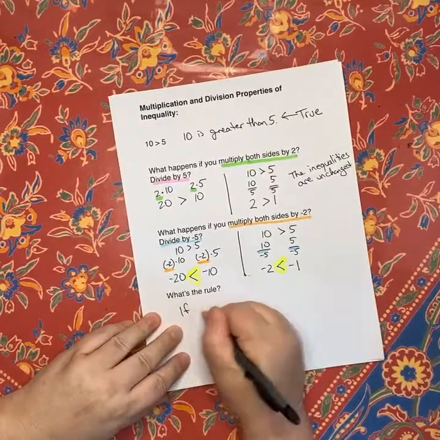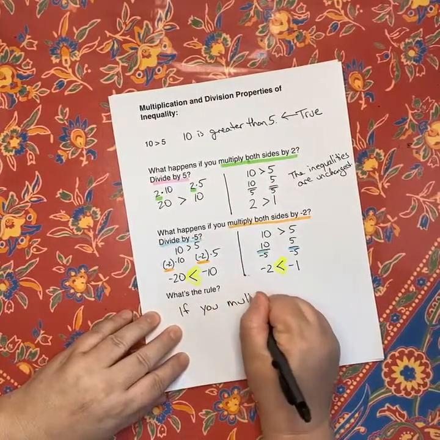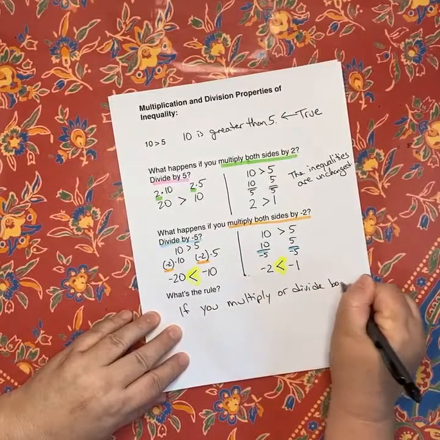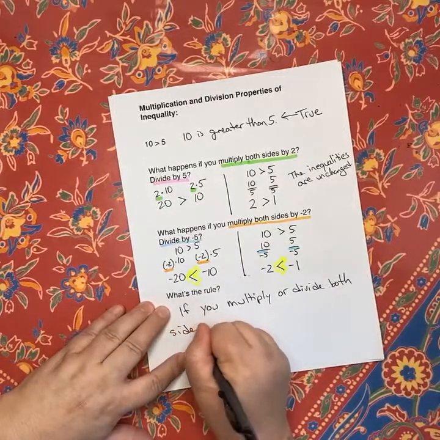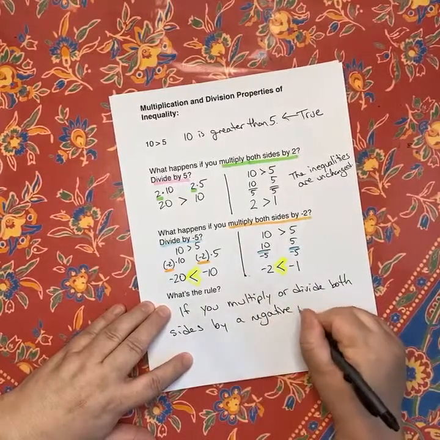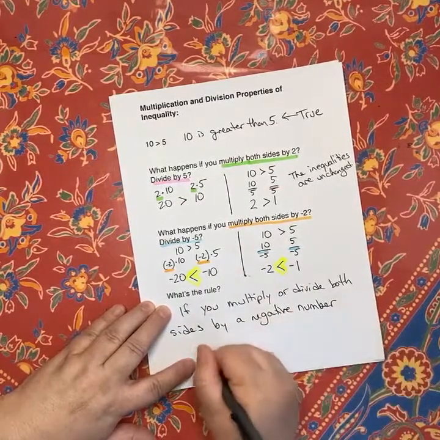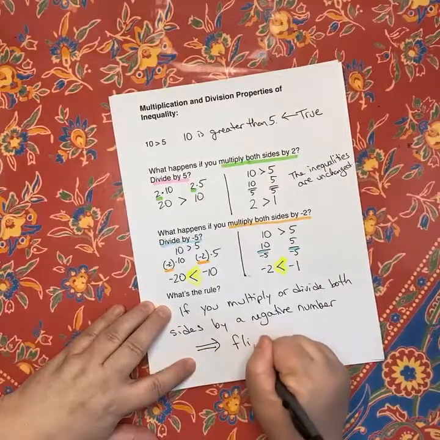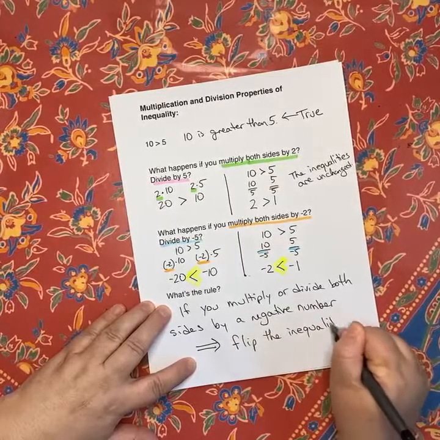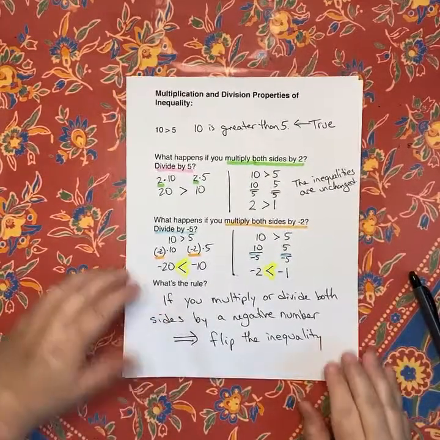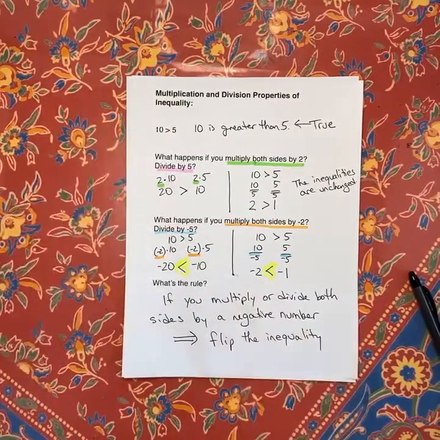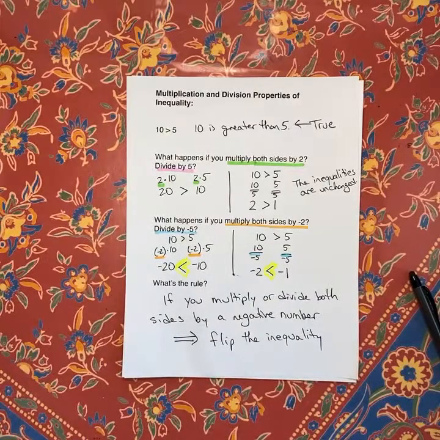So if you multiply or divide both sides by a negative, and what we say is we say flip the inequality. So in other words, the inequality goes from being a greater than to a less than, or it could go from a less than to a greater than, depending on your perspective. Kind of, sort of, woohoo.